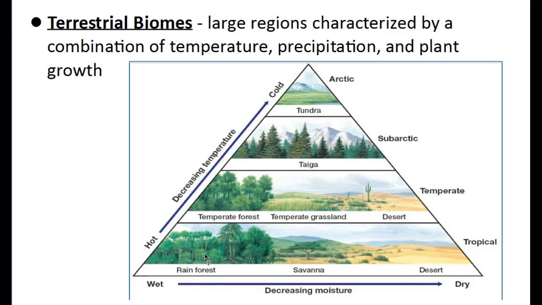So terrestrial biomes are large regions characterized by temperature, precipitation, and also plant growth. We said the 2 main factors influencing climate are temperature and precipitation. When we go to aquatic biomes, that changes a little bit. Here we see temperature, precipitation. Anyone remember what we characterize aquatic biomes by? What makes a river different from a pond?